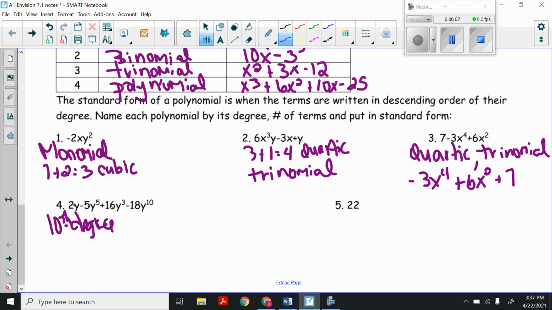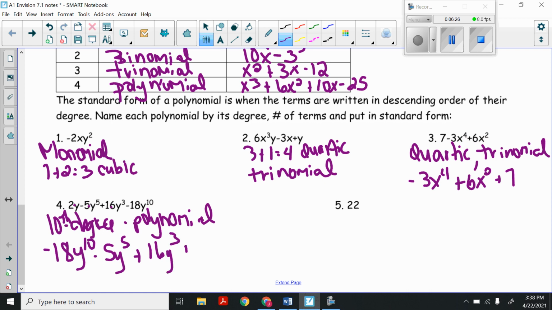I have 1, 2, 3, 4 terms, so it's referred to as a polynomial. So now in standard form, so negative 18y to the 10th. My next highest exponent is the 5, so minus 5y to the 5th. My next highest exponent is the 3, so plus 16y cubed plus 2y. That's standard form. Number 5 is just 22.